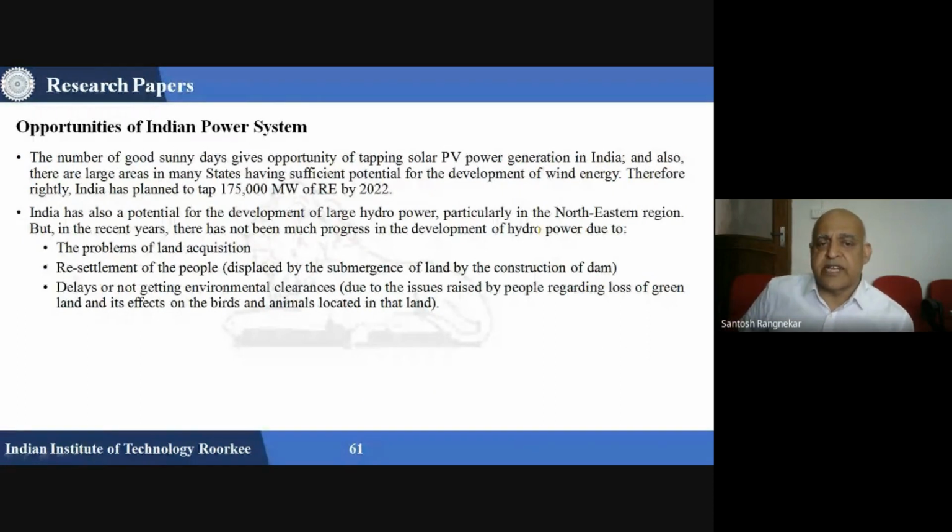There is every day a given opportunity for tapping solar power generation in India, and there are also large areas where sufficient potential for the development of wind energy exists. India also has potential for the development of large hydropower in the northeastern region, but there are problems of land acquisition, resettlement of people, and delays in getting environmental clearances.